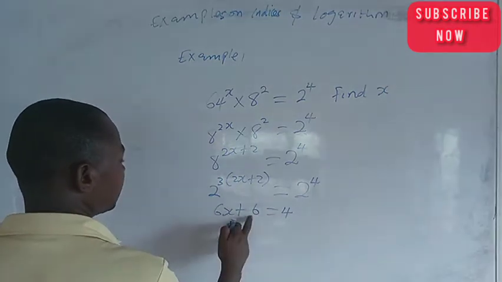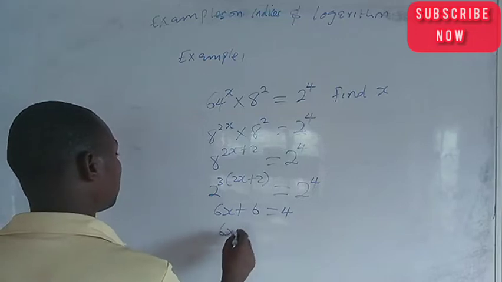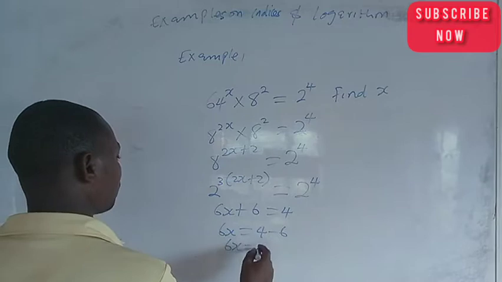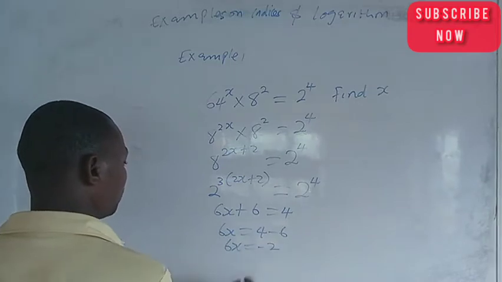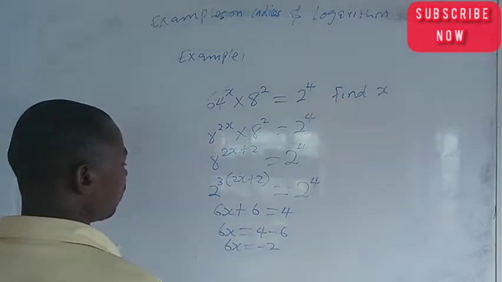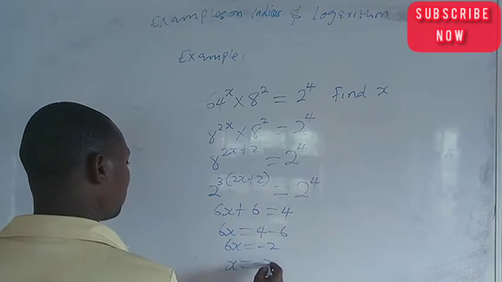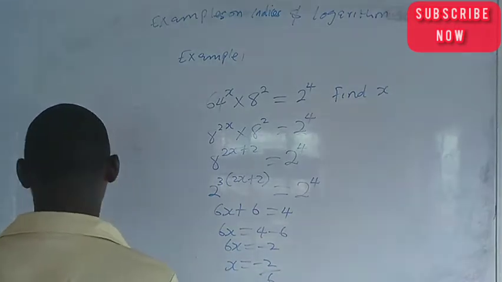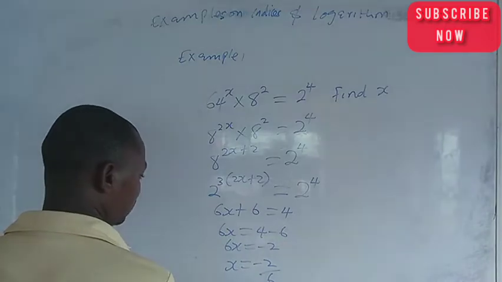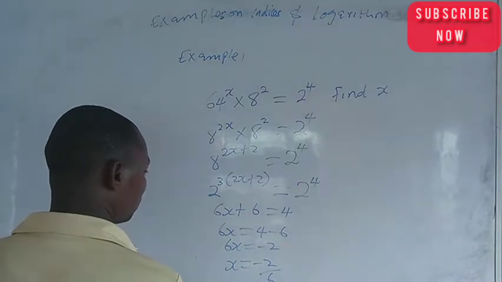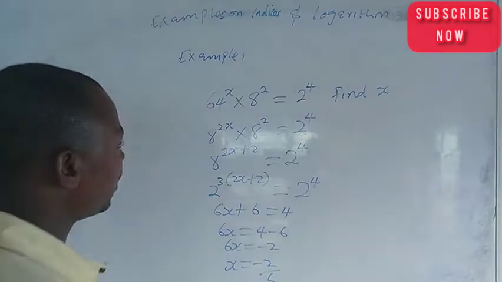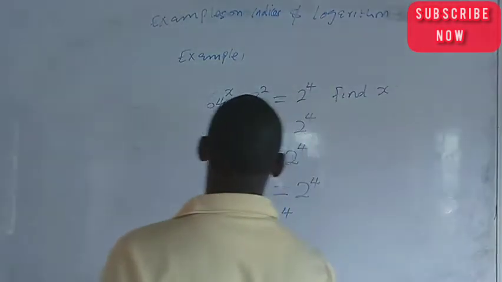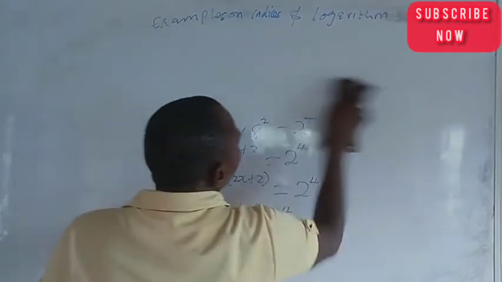So transfer this 6 to the other side, we have 6x equals 4 minus 6. 6x equals minus 2. So we divide by what is close to x, that's the x I'm looking for. So x equals minus 2 over 6. 2 here, 2 here, so we have x equals minus 1 over 3. That is the answer to this question. That's example 3 now.